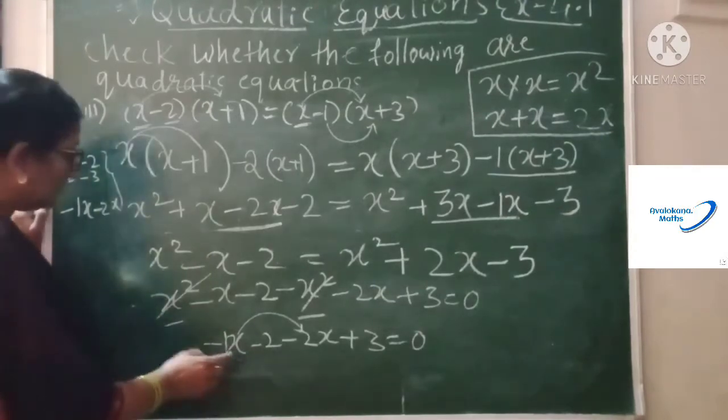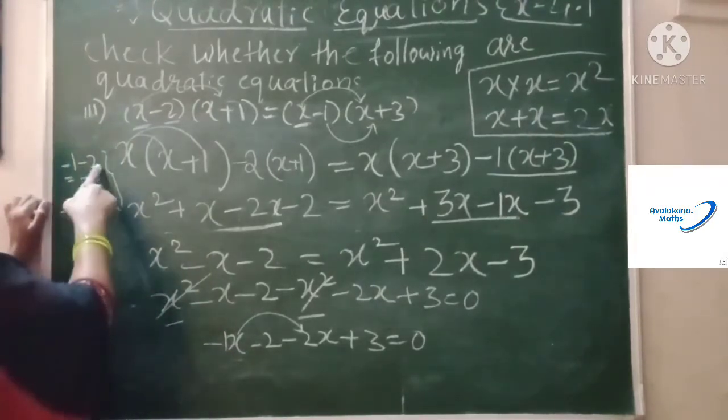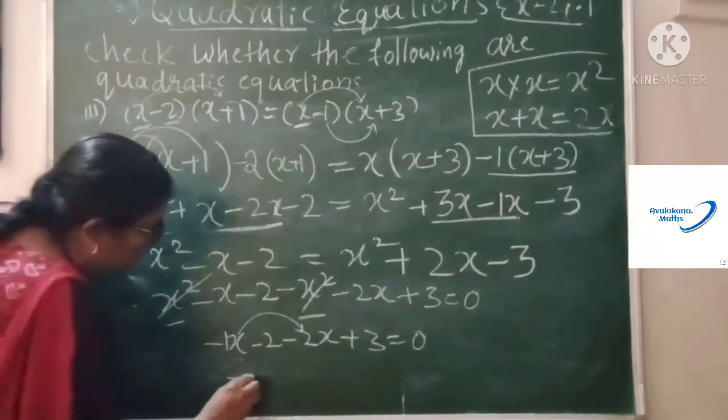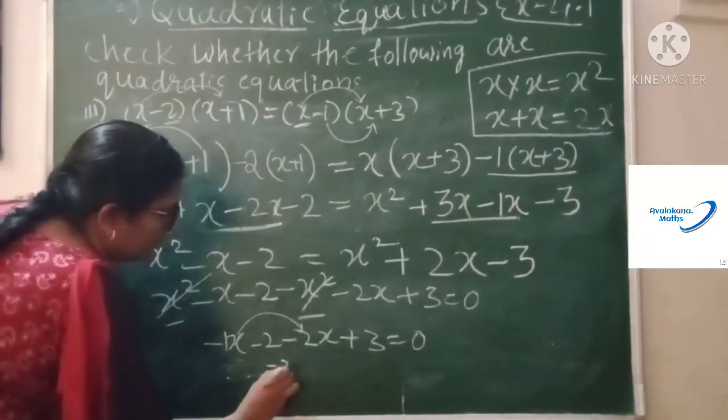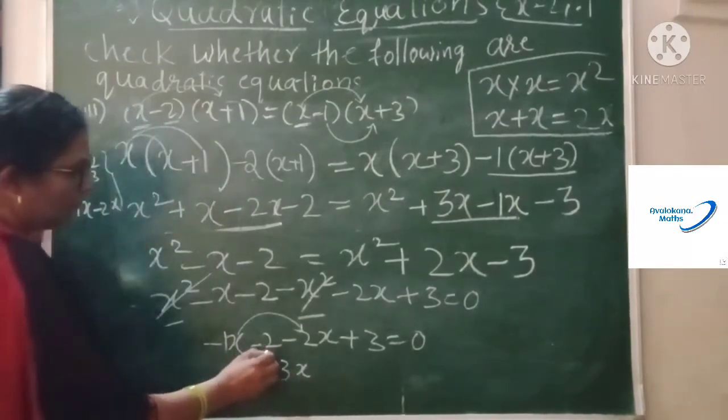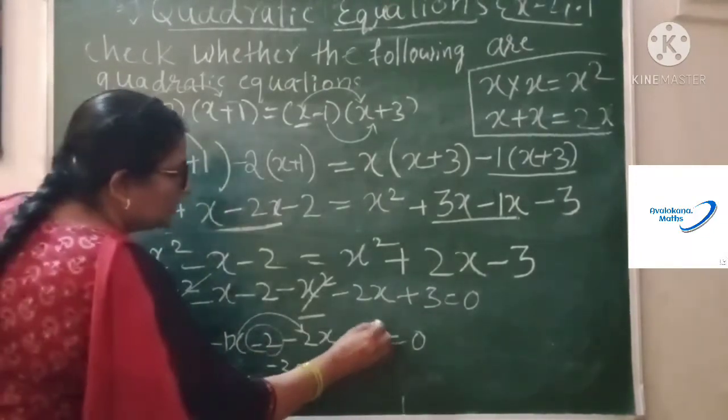Now listen. Minus 1 and minus 2 makes it minus 3. In the same way here also it is minus 3x. Okay. Now we have this minus 2 and this plus 3.